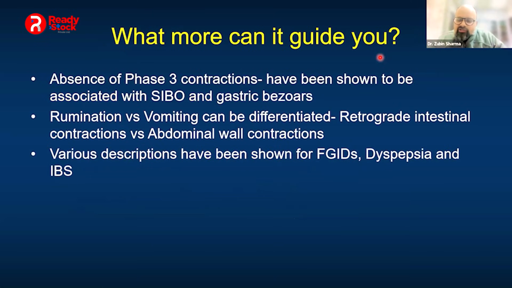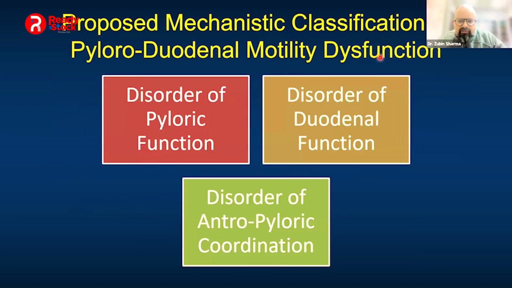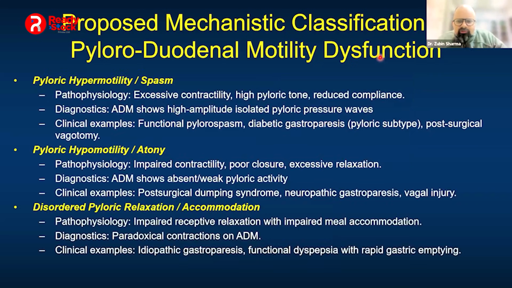We want to differentiate functional things like rumination also along with gastroparesis. So what we did was what I thought, and this is a proposed one as of now. We are thinking of writing this up as a review, a proposed mechanistic classification: disorders of pyloric function, disorders of duodenal function, and disorders of enteropyloric coordination. I will not go into the very detail of this. I can share the slides. So what we're thinking of is pyloric hypermotility, like the first case, pyloric hypomotility, like the last case, or disordered pyloric relaxation or accommodation.